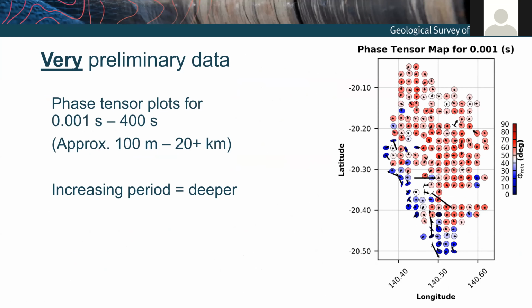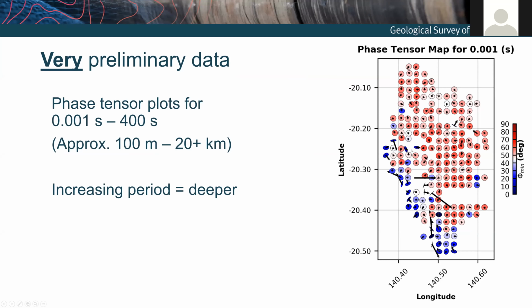So this is a plot of the very shallowest part of the new survey data. I've essentially made a series of plots at different periods, getting deeper and deeper into the earth. This one here is one of the highest frequencies we have, and it tells you about what's going on about 100 meters down. And then as I step through these slices, it'll show you what's going on until all the way down past 200 kilometers.